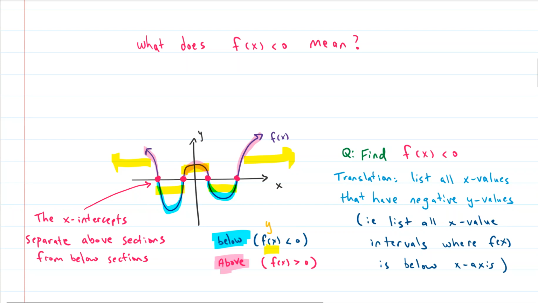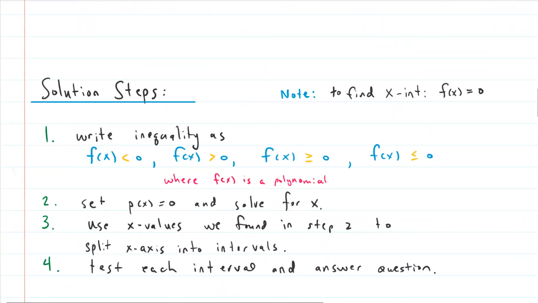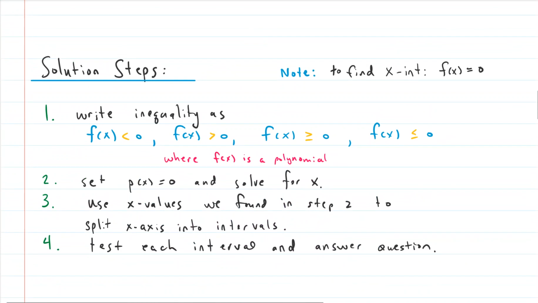So we can use this idea that the x-intercepts do some work for us. They split up the x-axis into intervals where the function is either all below or all above. And we know that at the x-intercepts, the function is equal to 0, or the x-axis. So that is actually really helpful. So we use that in our solution steps.